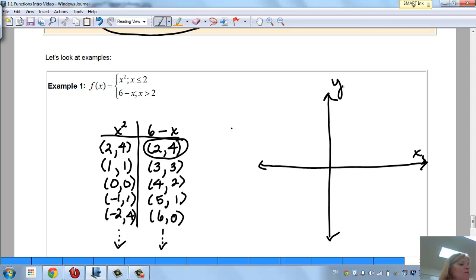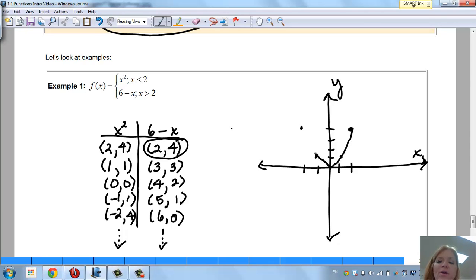So let's graph the left piece. We're going to say this is 1, 2, and it's 2, 4. 1, 2, 3, 4. So 2, 4 on the graph. Then we have 1, 1, 0, 0, negative 1, 1, negative 2, 4. So what you have here kind of goes like this.